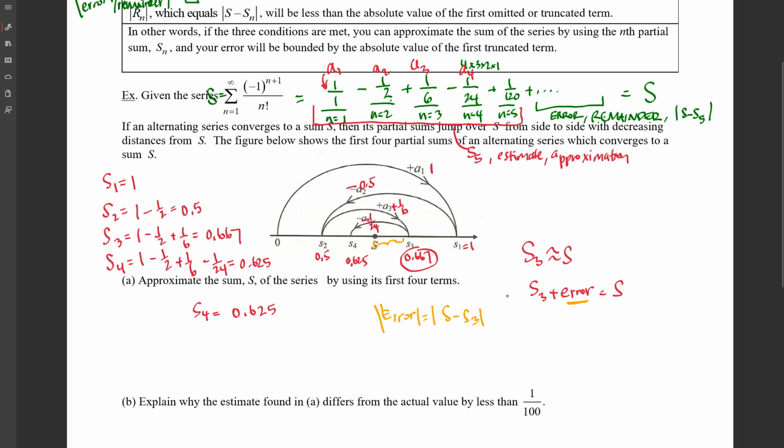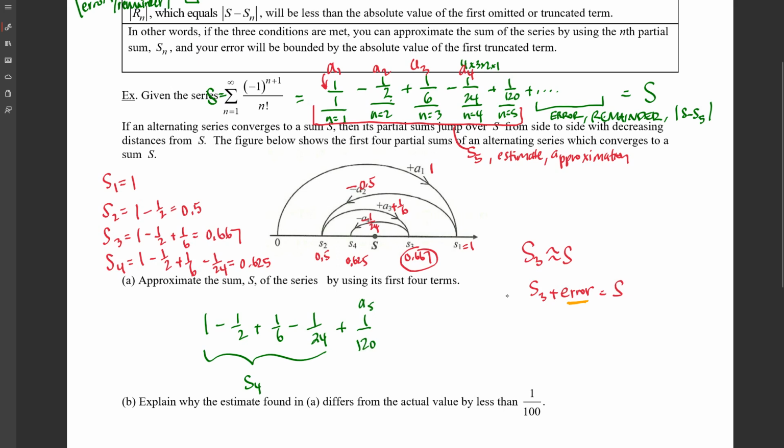And what if I stopped at S4? So instead of stopping at S3, what if I stopped at S4? I said S4 is 0.625. So let me write what S4 is. I have 1 minus 1 half plus 1 sixth minus 1 over 24. All right, this is my S4. My next term will be plus 1 over 120. This is my A5, right? This is A1, A2, A3, A4, A5, all right?